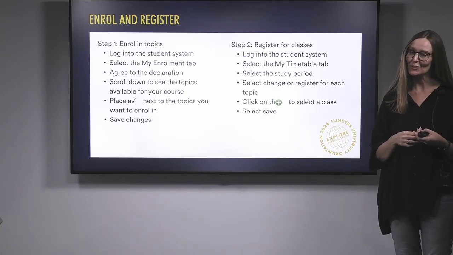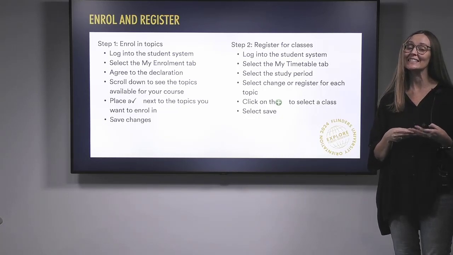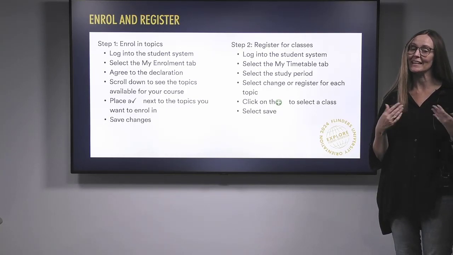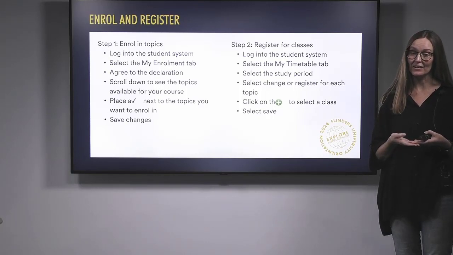Now in step two, this is where you're going to register for your actual classes. So when you log into the student system again, this time you're going to go to the My Timetable tab. You're going to select the study period that we're in, and then you're going to select change or register for each topic. And you're going to click on the little plus to select a particular class. And again, it's really important that you select save.